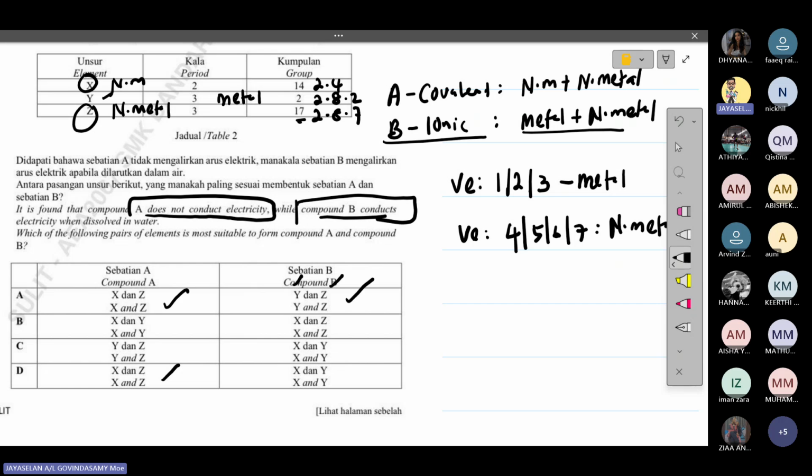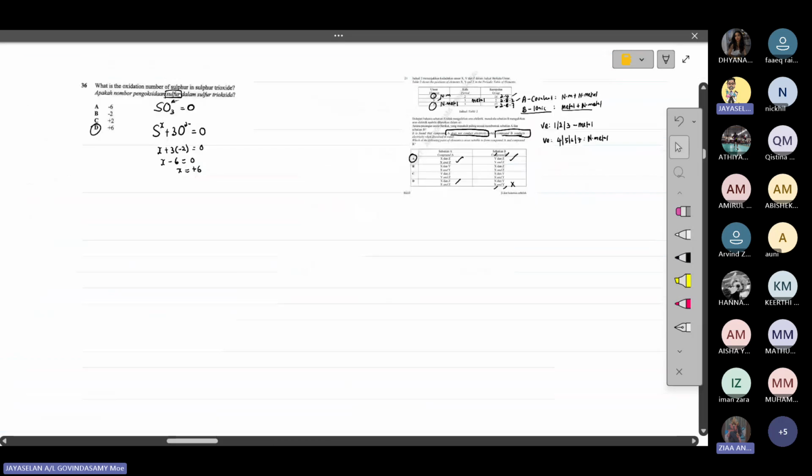This one can. Let's look at this one. X is non-metal, Y is metal. Can or cannot? Okay, so this is 14, this is 2. This one definitely cannot. So the best answer is A. Okay, got it? Zia, understand? Understand, sir. Thank you.